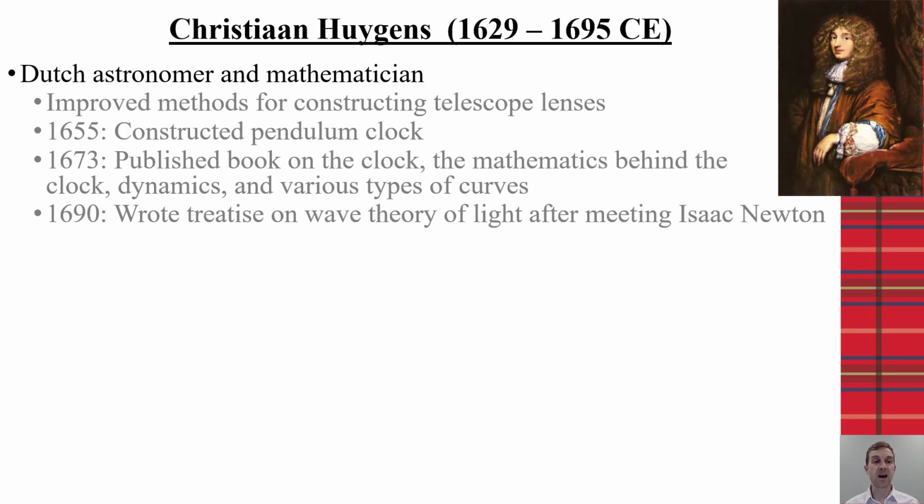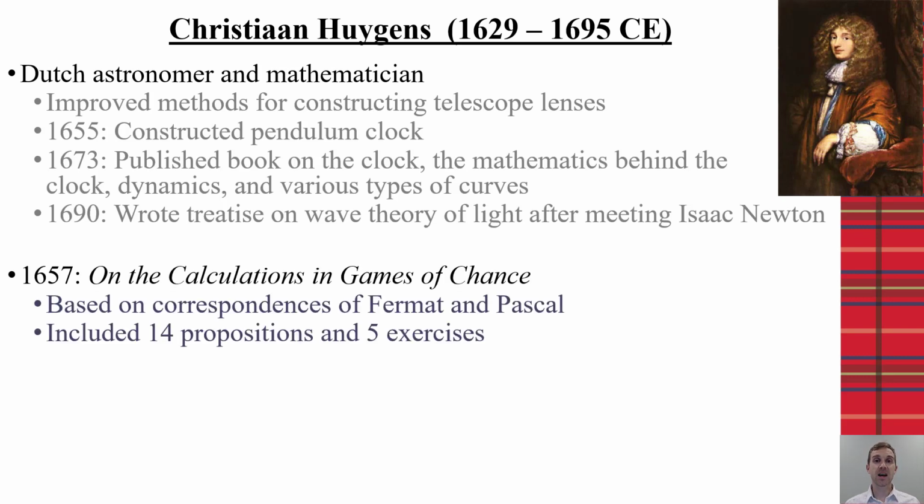In 1655, he constructed a pendulum clock, and then years later constructed a book that explained how the clock works, both how to construct it as well as the mathematics behind it, as well as included in there was works on dynamics and various types of curves. After meeting Isaac Newton in 1690, he also wrote a treatise on wave theory of light, and was one of the first to explain how light travels in waves.